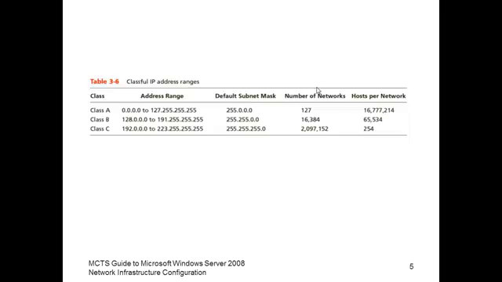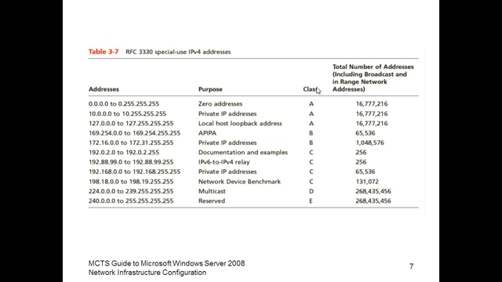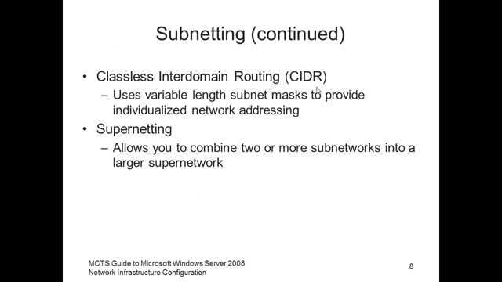So what they came out with is this thing called classless. Now we don't care if you're A, B, C, D, whatever. It doesn't matter anymore. We just go by the number of ones. And when we do subnetting, I'll show you how to do that. Supernetting, maybe we have a couple small subnets, but want to put them together.